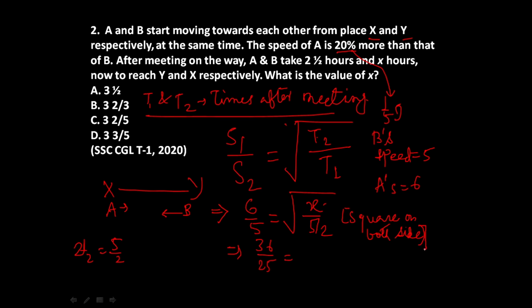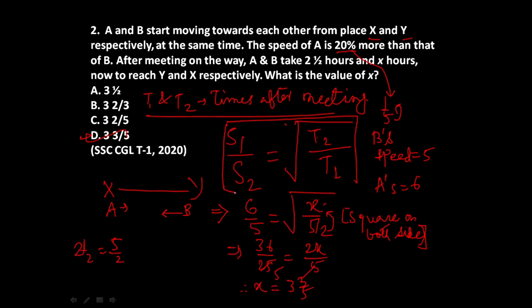Clear? 36 upon 25 is equal to, this 2 will go up, so 2x upon 5, right? So 5 5s are 25, 5 2s are 10. So x is equal to 18 upon 5, which is 3.6, means 3 and 3 by 5. Clear? 3 and 3 by 5. So it will be option D. Clear?